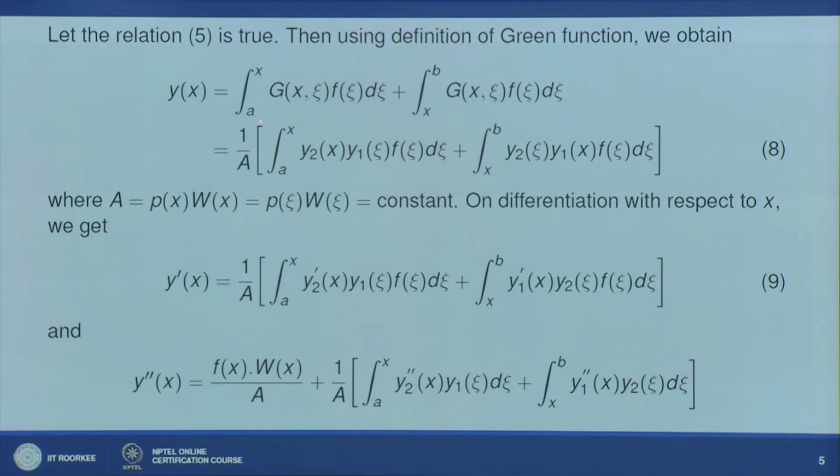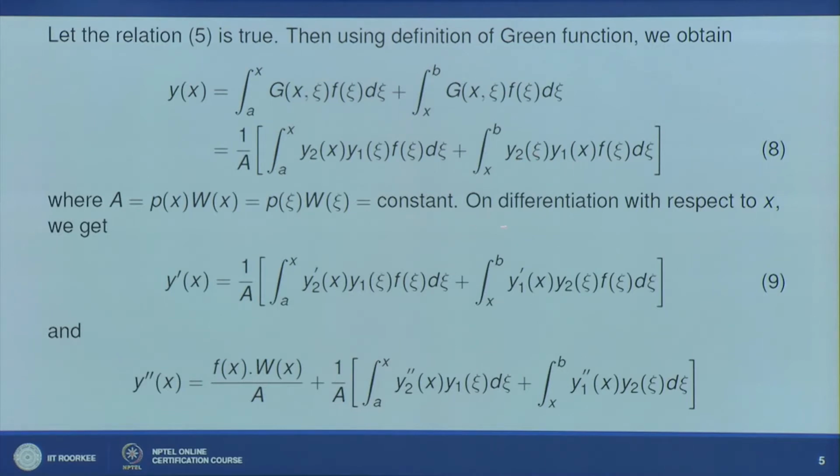Here we have split y(x) into two intervals, a to x and x to b. Between a and x, G(x, ξ) f(ξ) dξ is given by y2(x) y1(ξ) divided by A, where A is defined as p(ξ) W(ξ), but since we already know that p(ξ) W(ξ) is a constant, we write it as some value A. So here A denotes this constant value. Between a and x we have written G(x, ξ) equal to y2(x) y1(ξ), and between x and b G(x, ξ) is written as y2(ξ) y1(x).